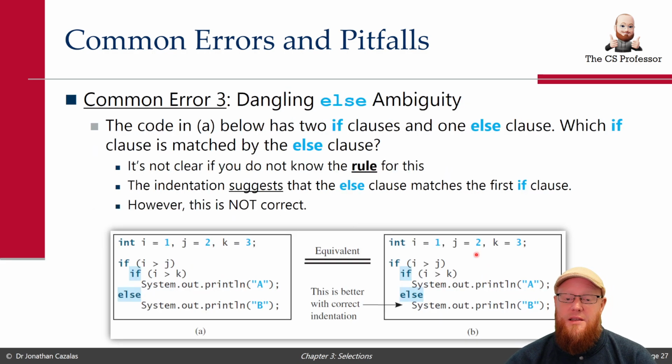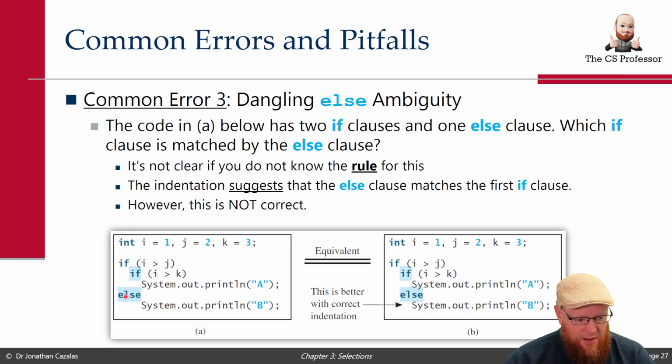Another common error is this dangling else ambiguity. What does this mean? Look at this code in block A right here. Notice we have 2 if clauses and only 1 else clause. So the question you should ask yourself, this else clause, which if clause is it matched with? Should this else be matched with this if, or should it be matched with this if? It's not clear unless you know the rule.